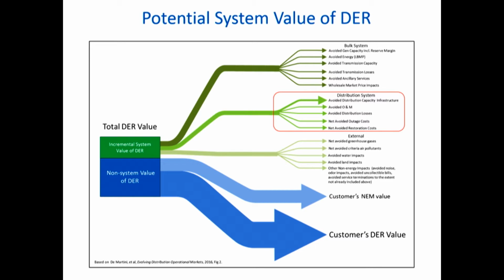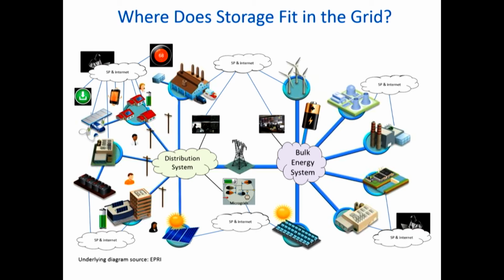And so when you think about how is this going to be paid for, how is it going to be incentivized, there is the question of the distribution utilities' role in all of this. And understanding this issue about how value accrues is probably an important thing to know there. So maybe there's a different way to think about it. The question is, where does it fit into the grid?